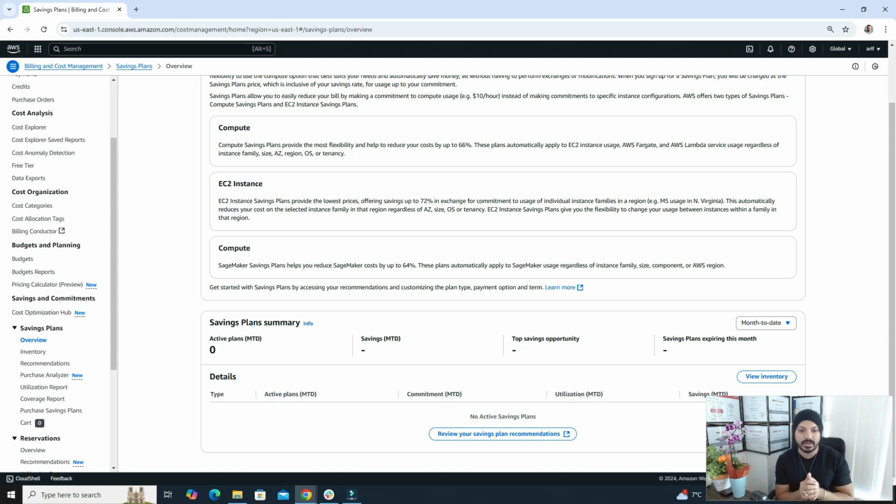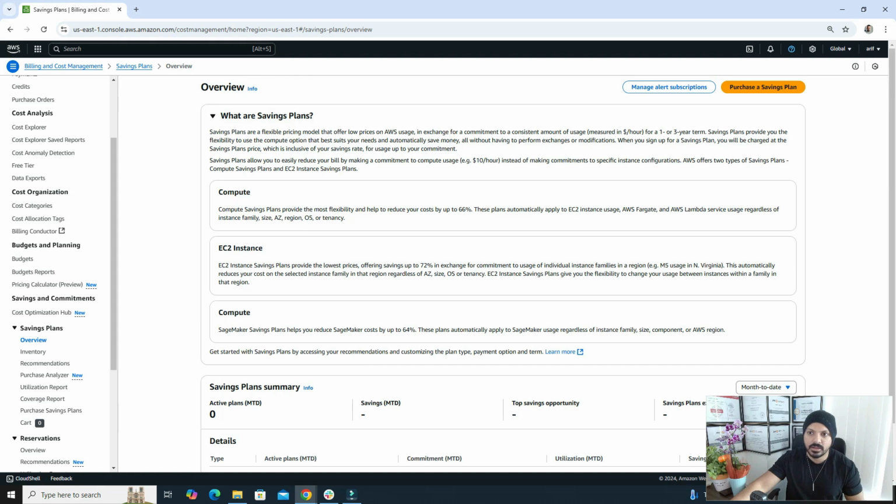But if your account has multiple servers, multiple compute resources running, then it's going to show all the suggestions, like the resources that you can commit to with AWS to get the benefit of 60 to 80% cost reduction. So let's try to purchase a savings plan, to show you how things are done in here.